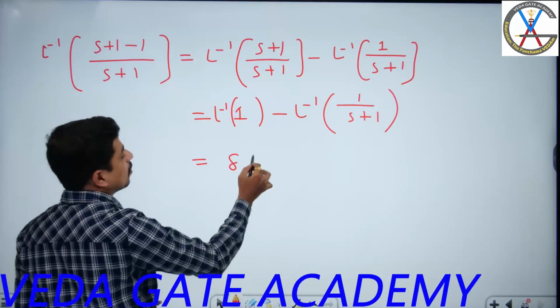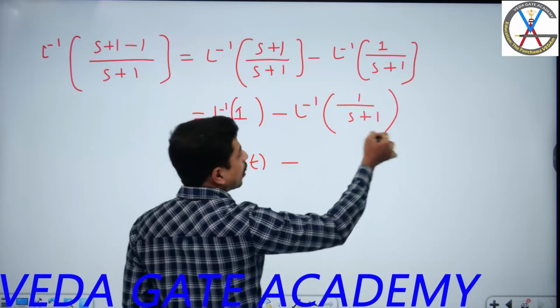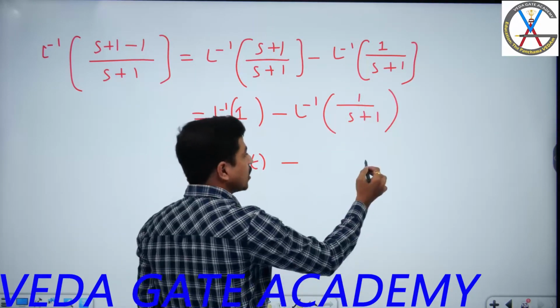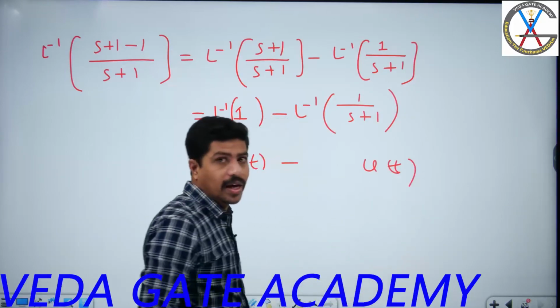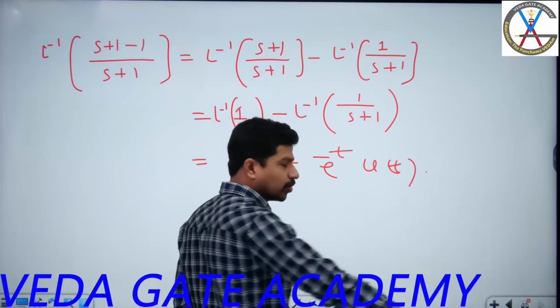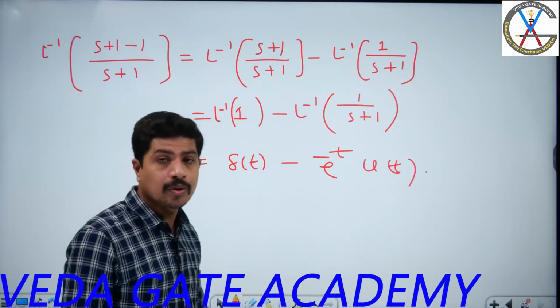What is inverse Laplace transform of 1? Del of t. Minus what is this? 1 by s. Forget about that plus 1. 1 by s you have. Instead of 1 by s, write u of t. As you have shifting by 1, what you have to write? An exponential, e power minus t into u of t.